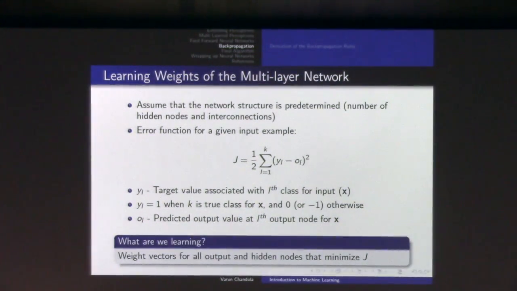Okay, so now you have an error function, all right? Now what we are going to do in the next class is compute the gradient of this error function with respect to all of our weight vectors. And then we are going to use that in the gradient descent algorithm to compute the optimal value for your weights.